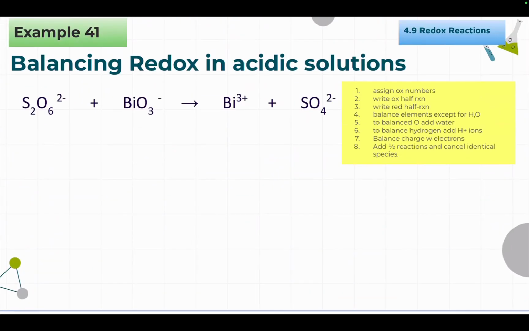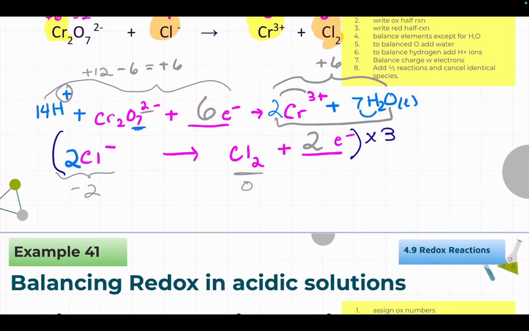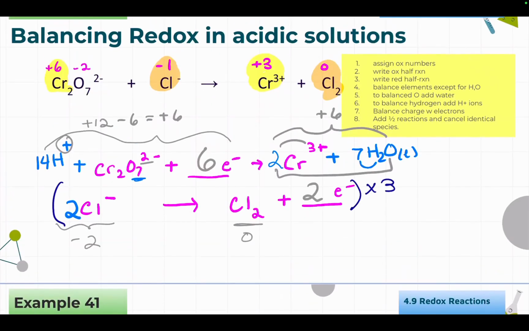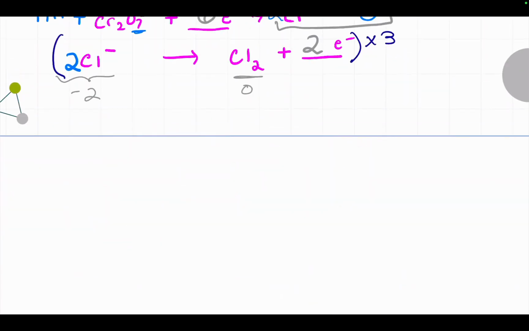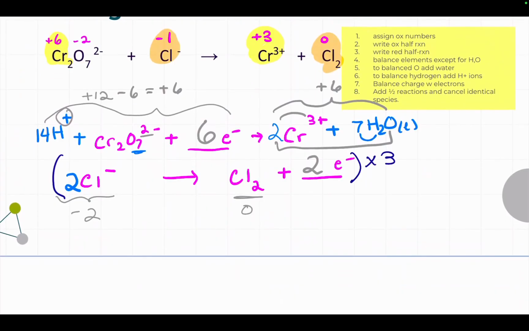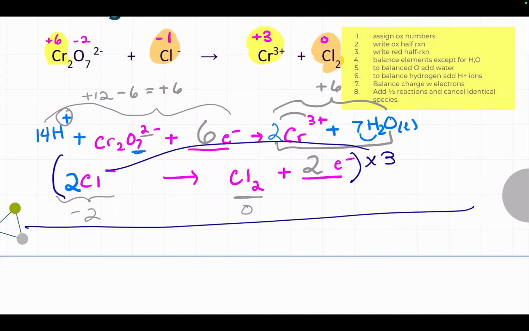So when I do that, oops, I'm trying to add a page for more work, and there we go. Okay, so when I do that, I'm going to sum these together and also be distributing this 3 through. So I'm bringing everything down. I would have 14 hydrogens, 6 chloride ions.